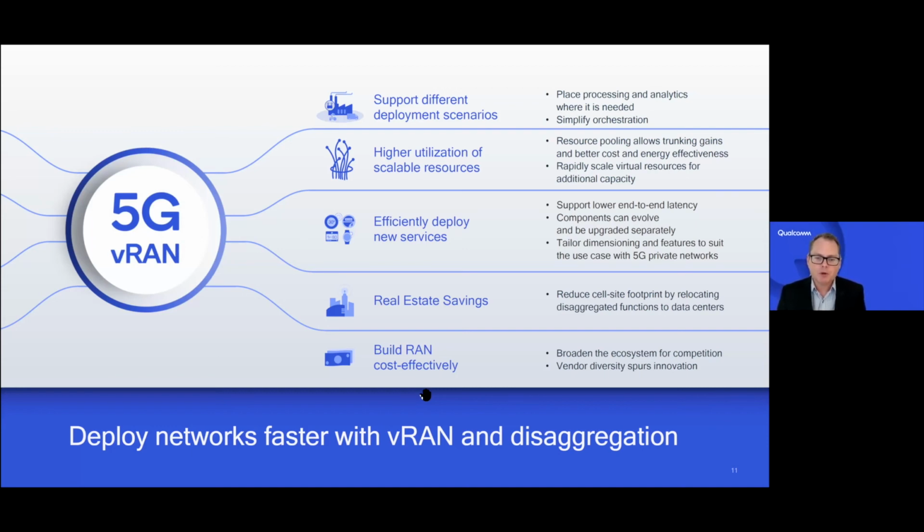And so what can we do in terms of tailoring the dimensioning and the features to suit the specific use cases in a 5G private network? And then also reducing the cell site footprint. That's obviously important for many types of enterprise deployments. Or even looking at the overall ecosystem and the number of vendors actively participating.